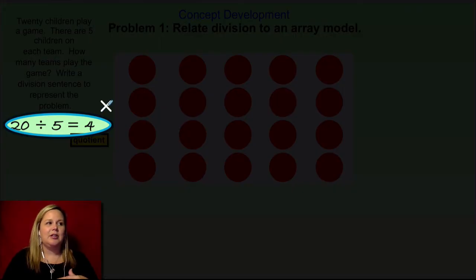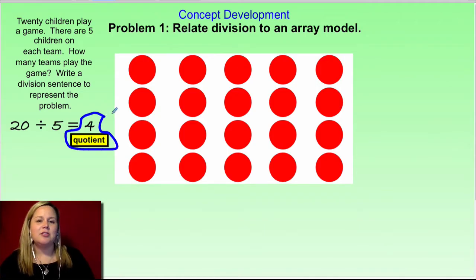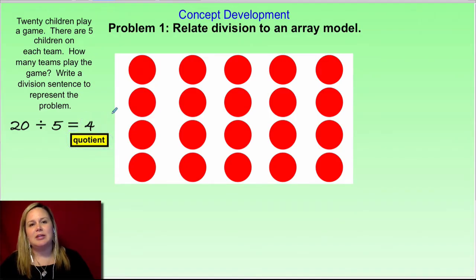That's the same thing that we talked about, but I want you to notice that this 4 right here is called the quotient. So when you're solving a division problem, the answer is going to be the quotient. Remember when we talked about when you're solving a multiplication problem, the answer would be the product when you multiply 2 numbers. So when you're dividing, the answer is going to be the quotient. Just keep that tucked in the back of your mind.